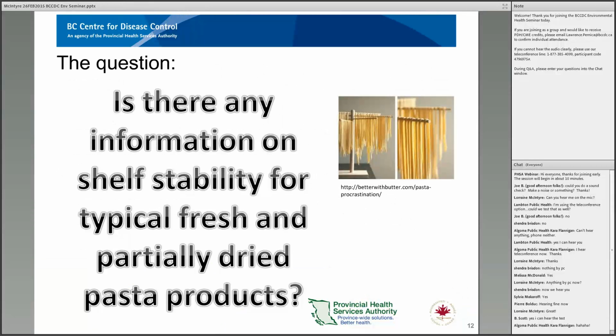So let's jump right into one of these 5 case studies that I'm hoping to present today. We get a lot of farmers market questions. This was a typical one, although it seemed pretty simple.